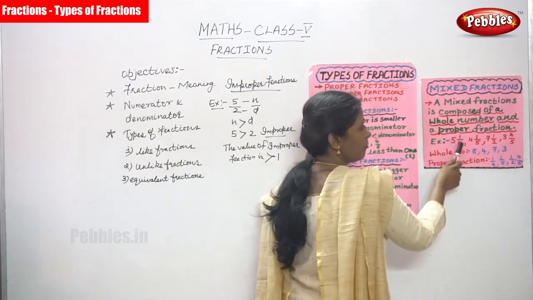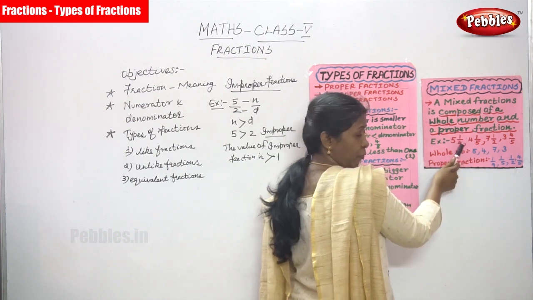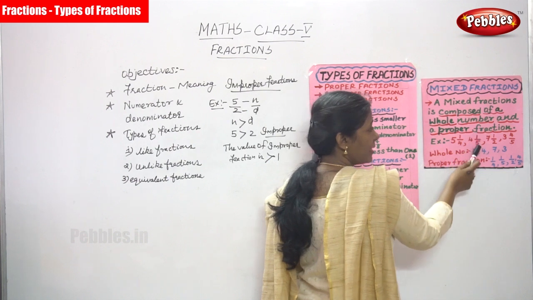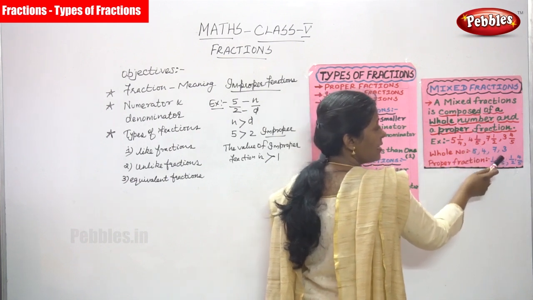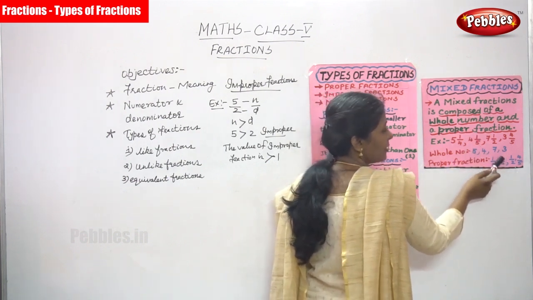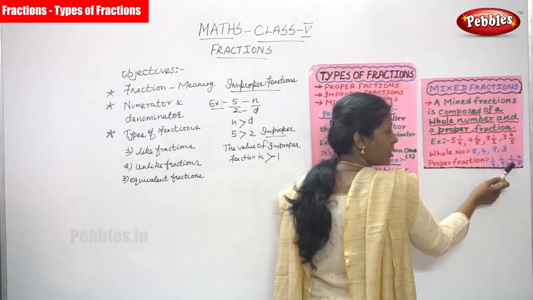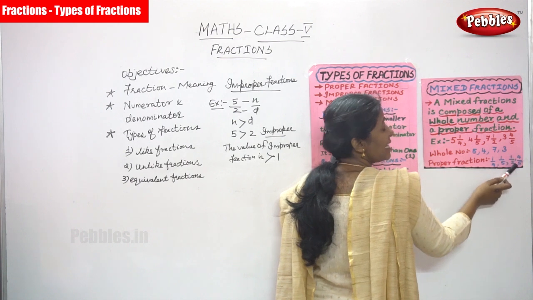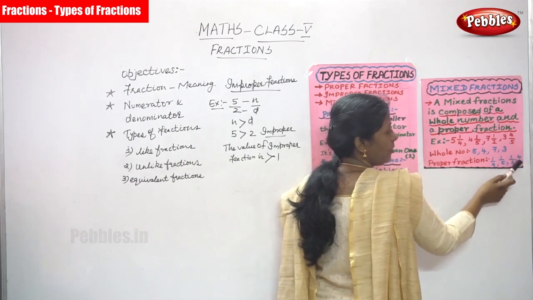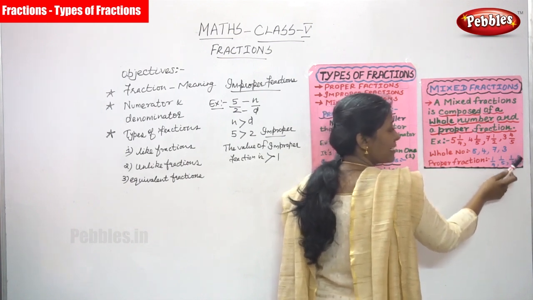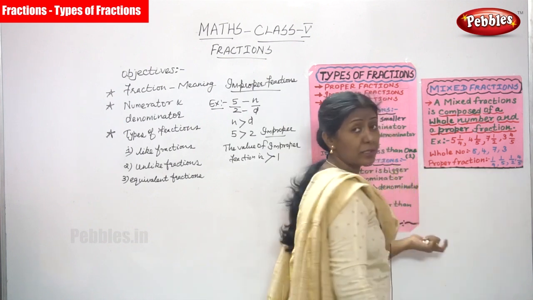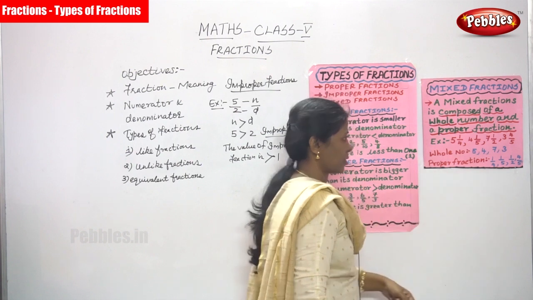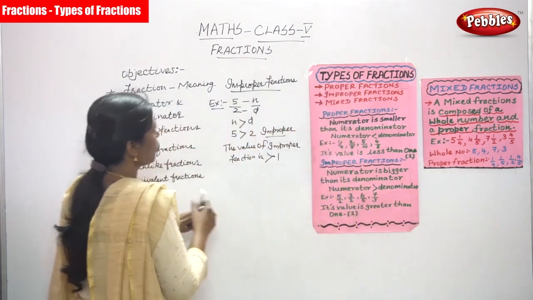Because in 1 by 4, 1 is less than 4, so numerator is less than the denominator. 1 by 5, 1 is less than 5. 1 by 2, 1 is less than 2. 4 by 5, 4 is less than 5. The numerator is lesser than the denominator, so they are proper fractions. So that is a mixed fraction.